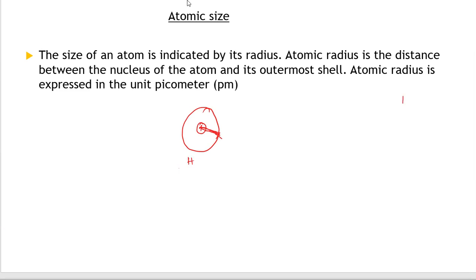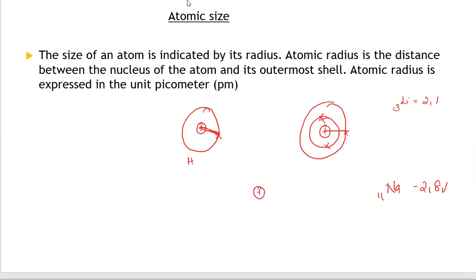Now let us take lithium. Lithium, atomic number 3, electronic configuration 2, 1. Okay, this is a nucleus. First shell contains 2 electrons. Second shell contains 1 electron. So what is the atomic radius till here? Okay, sodium 11, electronic configuration 2, 8, 1. Okay, this is a nucleus. 3 shells are there, 1, 2, 3. First shell contains 2 electrons, second shell contains 8 electrons, and then third shell contains 1 electron. So this is the atomic radius.